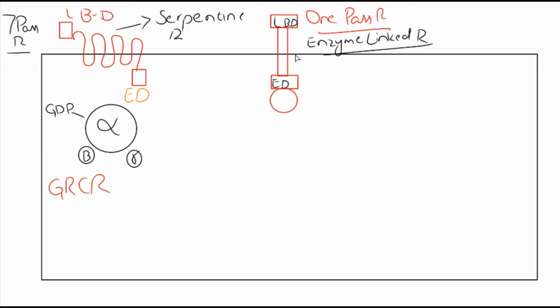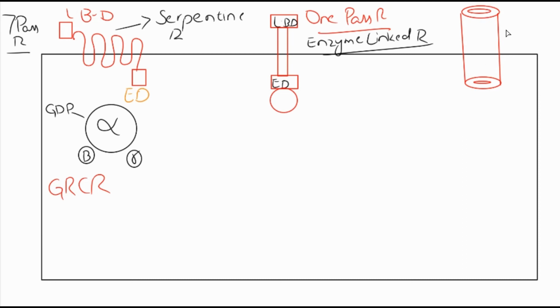Apart from these two classes, there is also a third class that is present on the cell membrane. I'm going to show you here. This class, as you can see, is basically a channel, and usually it passes ions when it is activated. That is why it is also called an ion channel.